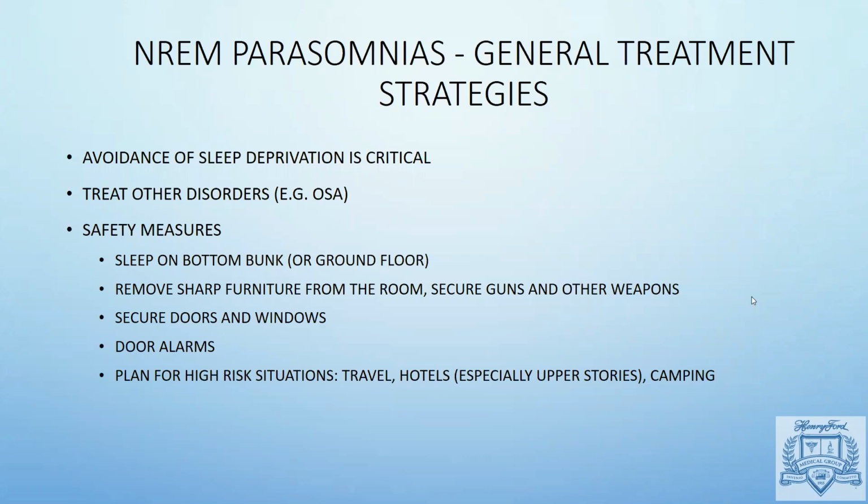General treatment strategies. The first one is actually safety measures that you want to discuss with patients. Make sure that, you know, the furniture is padded, there are no sharp objects within the room. Lock the doors if needed, door alarms, make sure they're securing guns and other weapons. It's mainly safety. And then you want to make sure if this patient's actually having deprived sleep, such as in the earlier case, insufficient sleep syndrome, you'd want to do that by using a sleep diary or an actigraphy and history. And if there is an underlying breathing disorder, then you'd want to treat that.